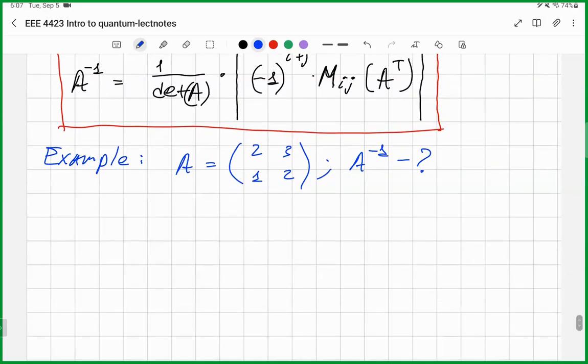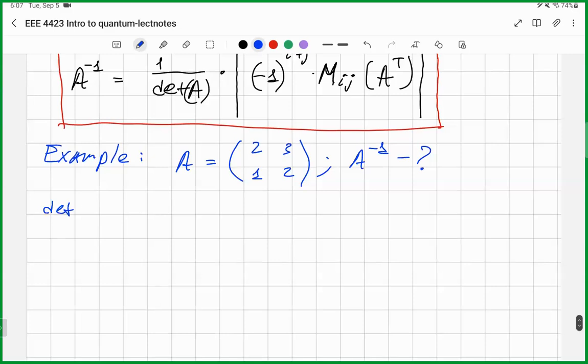All right, so the very first step one has to do is to check if the determinant is not zero, right? So we need to find this determinant. The determinant of matrix A is 2 times 2 is 4, minus 3 times 1 is 3. So the determinant is 1. So the determinant exists, so the inverse matrix exists.